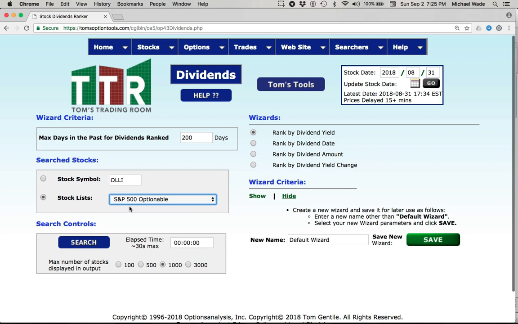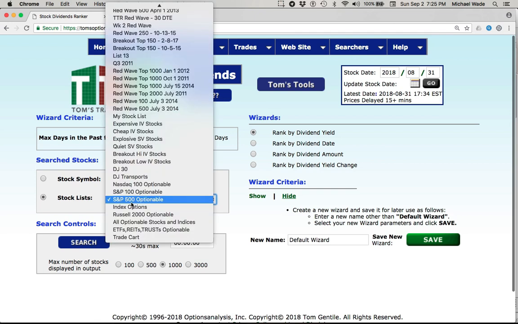You can use any index you want, of course. You might look at the NASDAQ 100. You might also look at the Russell 2000. And of course, if you want to go after the top 100 S&P stocks by market cap, you can also select the S&P 100 optionable.